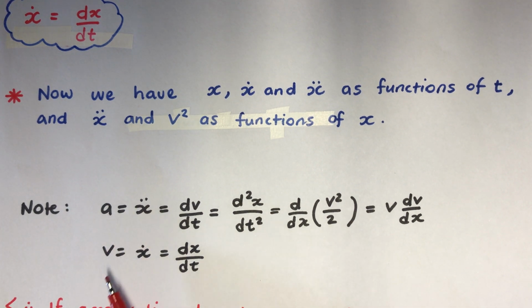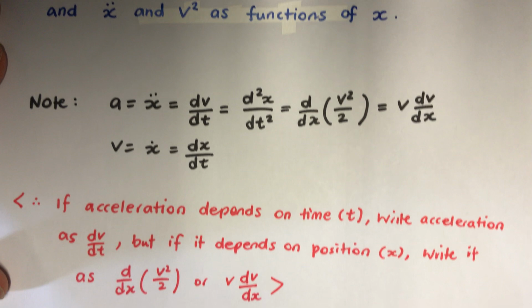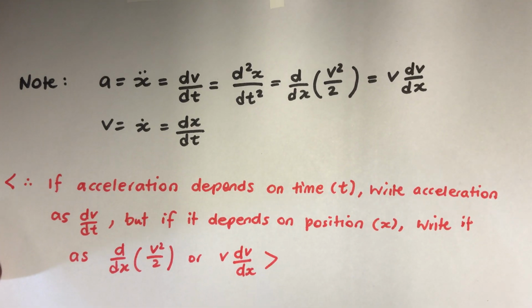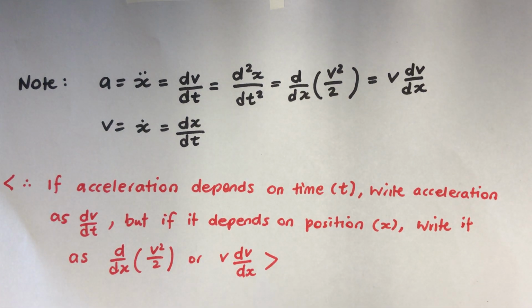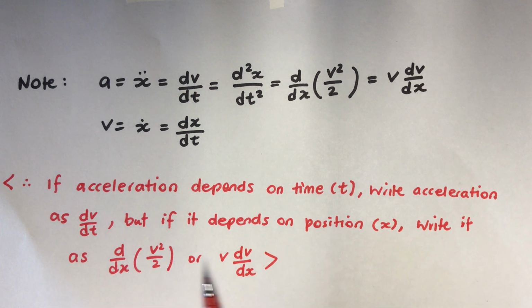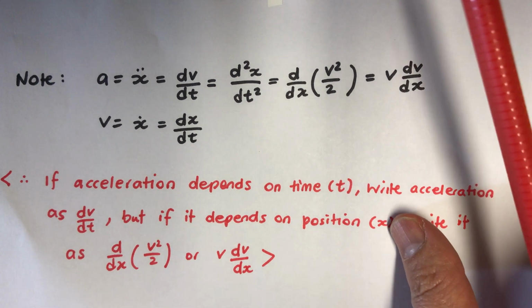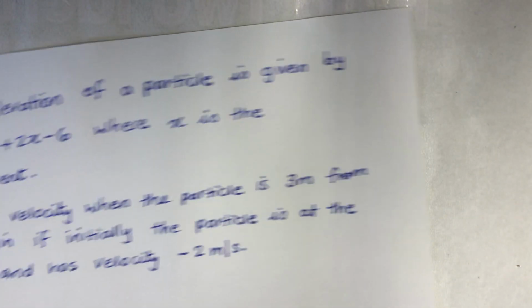I'll just give you a little reminder of different ways of expressing acceleration and velocity. Now if acceleration depends on time, we use dv/dt, but if it depends on the position, which is x displacement, we have two options. Okay, they both are in terms of x. Okay, so let's start the questions.